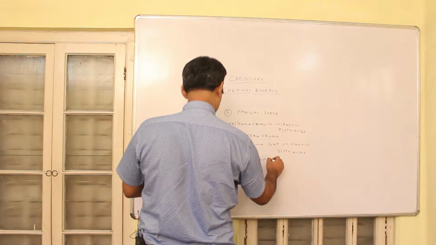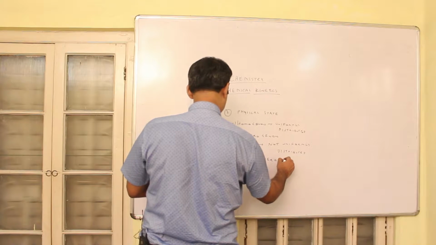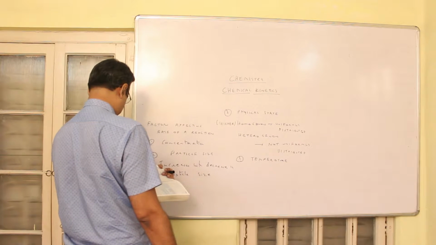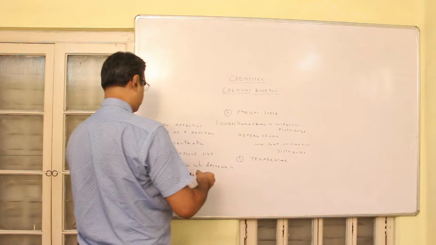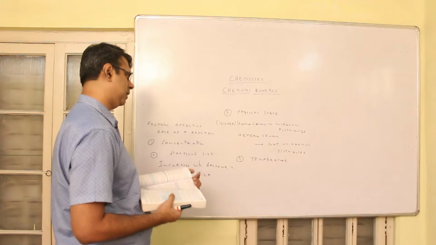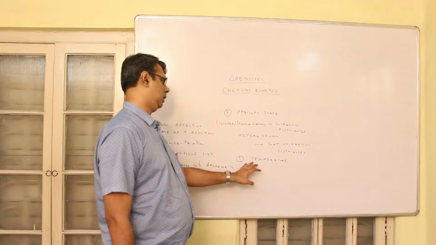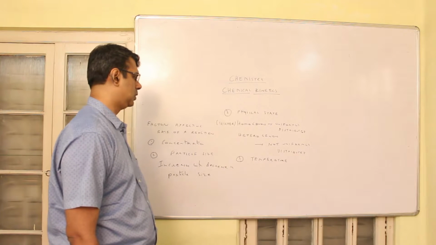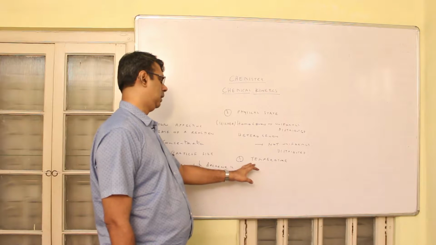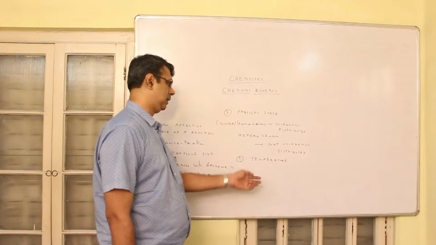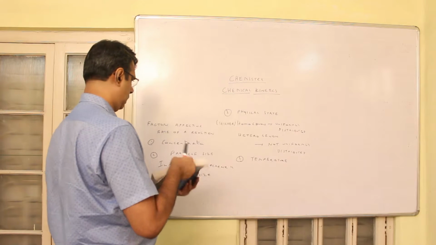The next is temperature. Now, temperature is the most important factor. The rate of a reaction always increases with increase in temperature, but the mathematical calculation for temperature dependence is known as the Arrhenius equation, and we will be discussing that later in this chapter.